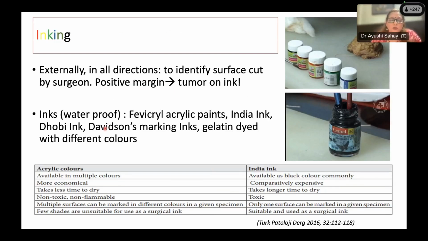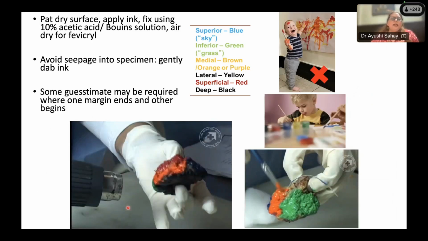What kind of inks can you use? You can use acrylic paints. These are very easily available in India these days. India ink, of course, is used everywhere, and there are lots of other more expensive inks, but in most places acrylic and India ink are used, and there are various pros and cons of the inks you can read. It is important that you dry the surface completely, then apply the ink, and you can fix it using 10% acetic acid or Bouin's solution, and avoid seepage.